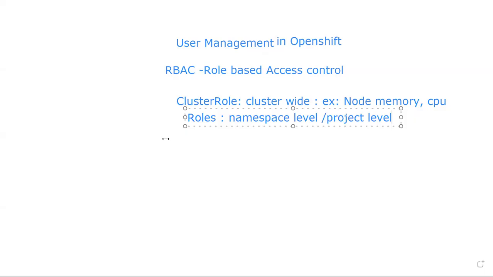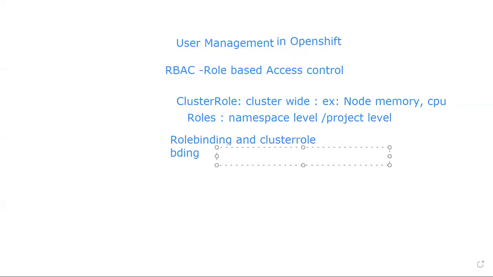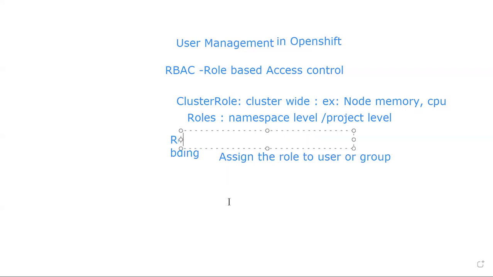So we have role binding and cluster role binding. This is nothing but assigning a role to a user or group. You have these two roles, and you have to assign the role to a user or group, which is nothing but role binding or cluster role binding.